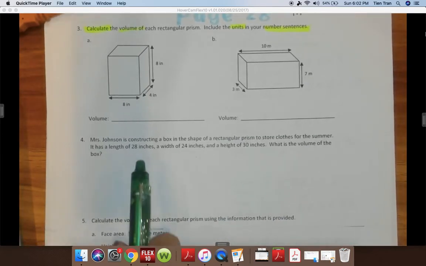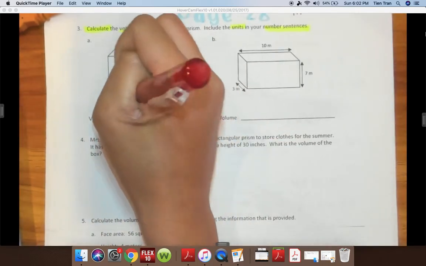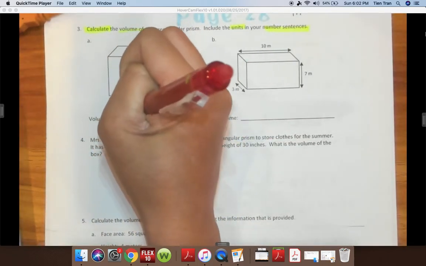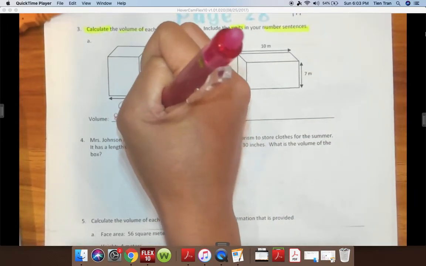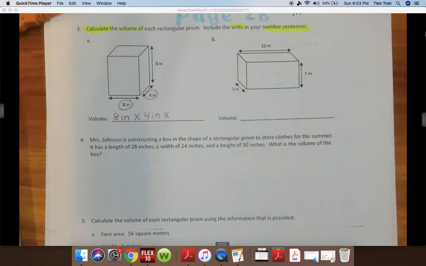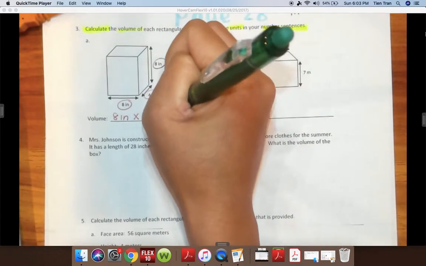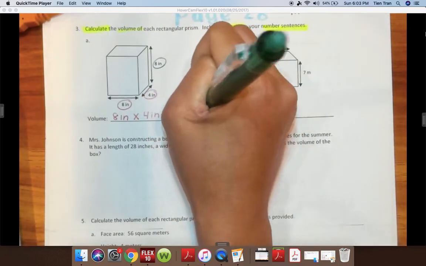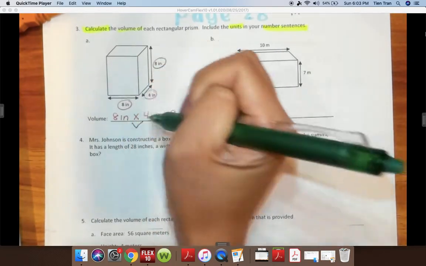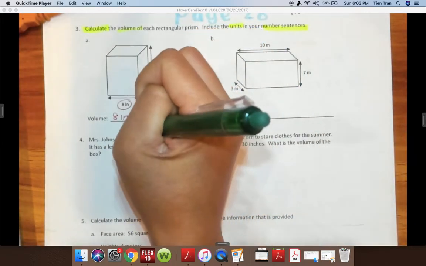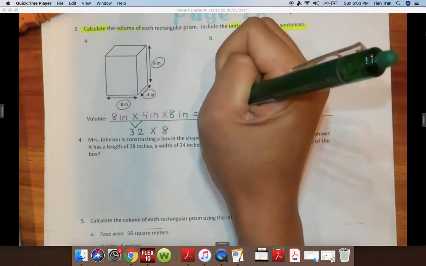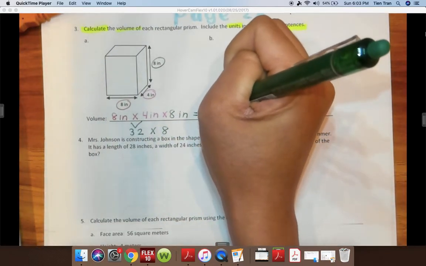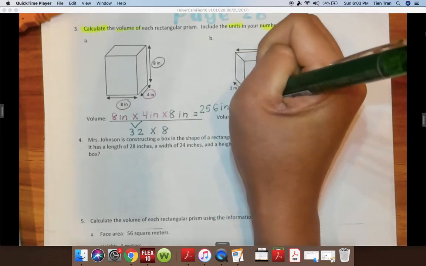So right here, we find the volume. So I'm going to write 8 inches times 4 inches times 8 inches is equal to what? I know that 8 times 4 is equal to 32, and 32 times 8 is going to give me 256 inches cubed.